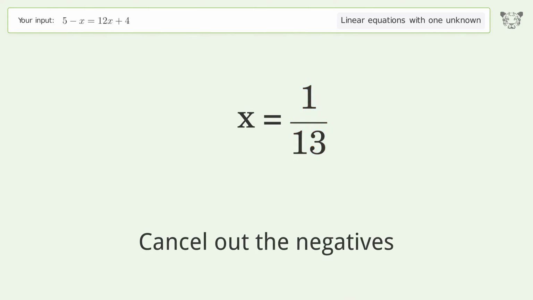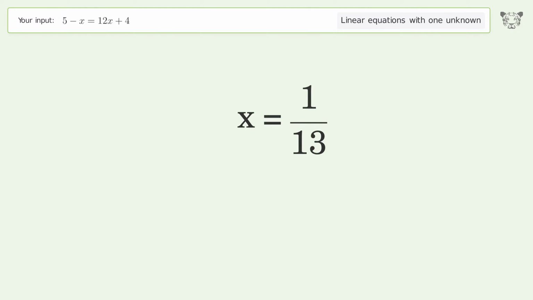And so the final result is x equals 1 over 13.